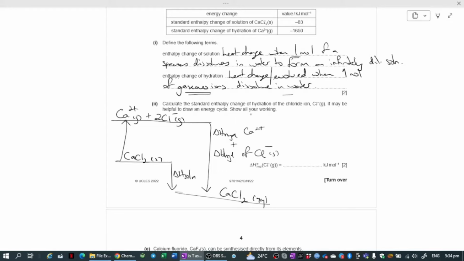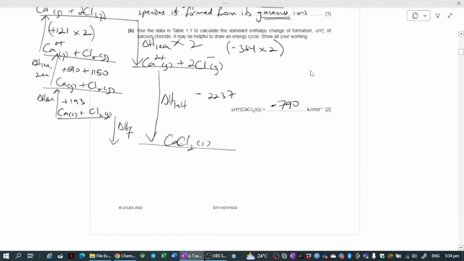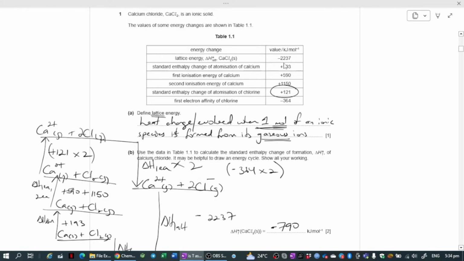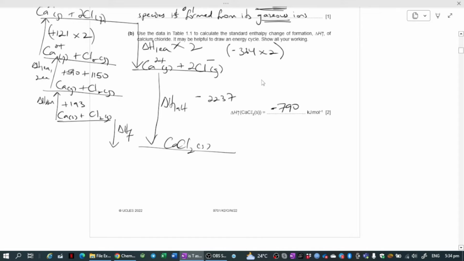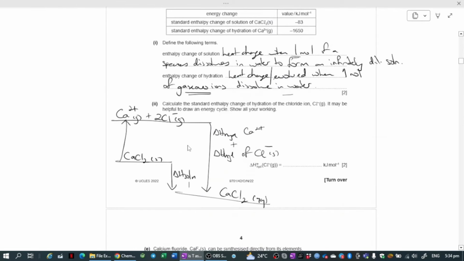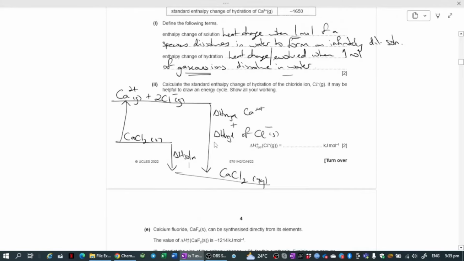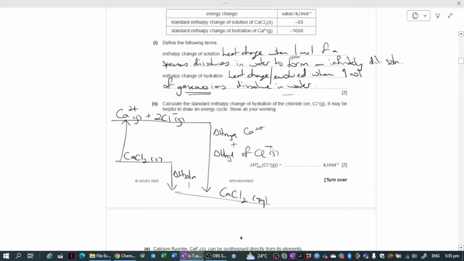So if we put values into this, the reverse lattice energy, now our lattice energy value from before was negative 2237. So if we do the reverse lattice energy, that is splitting up the compound from the ionic solid into the gaseous ions, it will be an endothermic process. So we reverse the sign on the lattice energy as the name suggests, and we will get positive 2237.